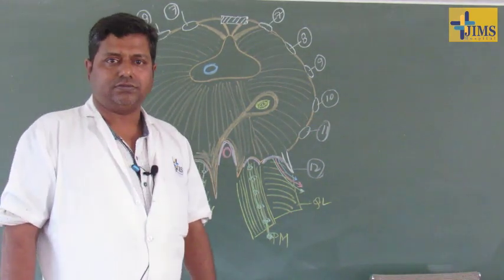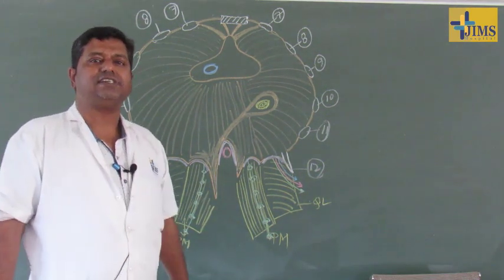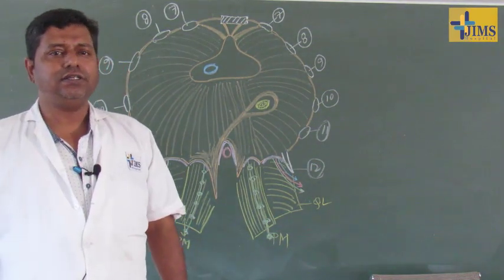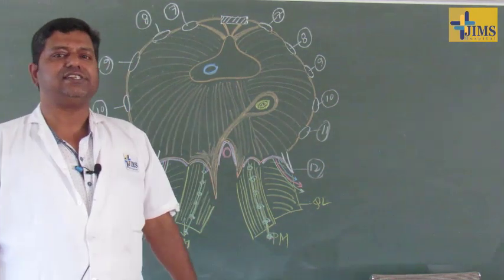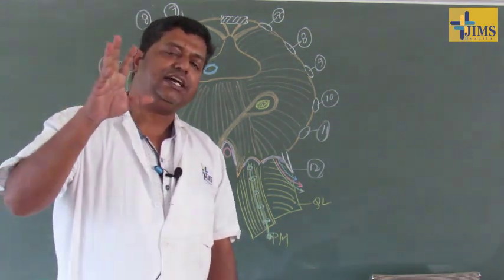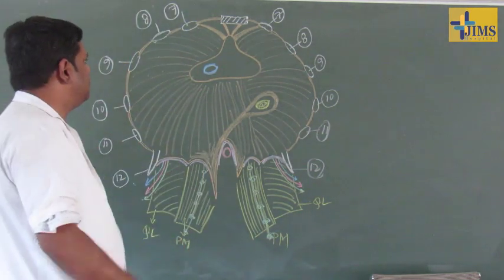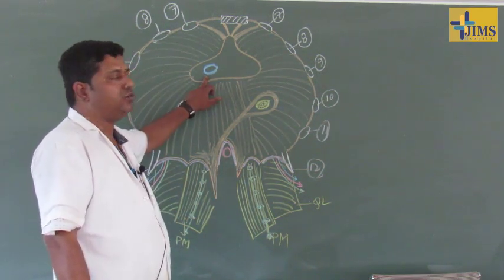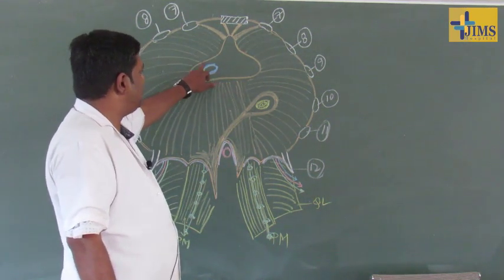The vena cava opening. Where is it situated? The vena cava opening is situated at the level of the intervertebral disc between T8 and T9 vertebra, and it is situated in the central tendon of the diaphragm. You can see here, this is the central tendon and this is the vena cava opening.